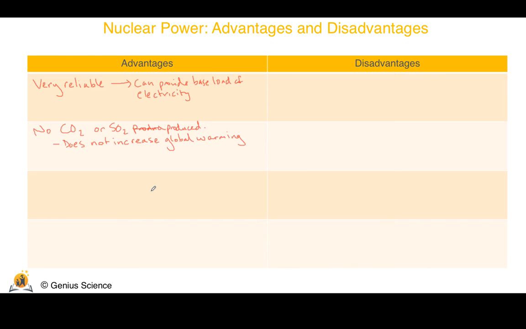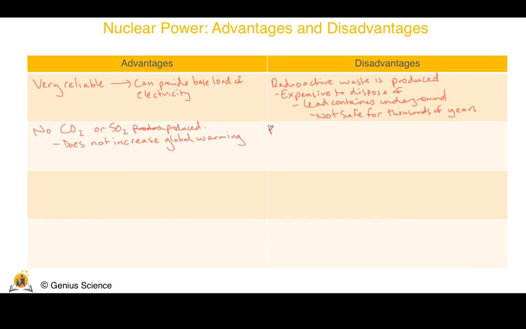Okay, now on to the disadvantages of nuclear power. Well, first of all, radioactive waste is produced. And this radioactive waste is very expensive to dispose of. In fact, radioactive waste is stored in very thick lead containers underground. And this waste will not be safe for thousands of years.